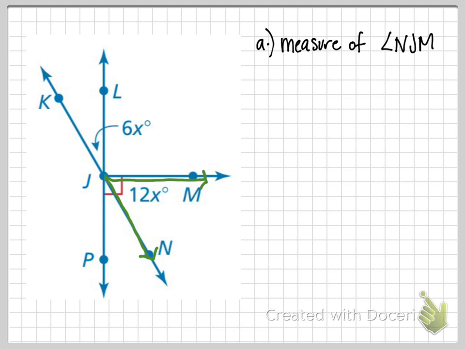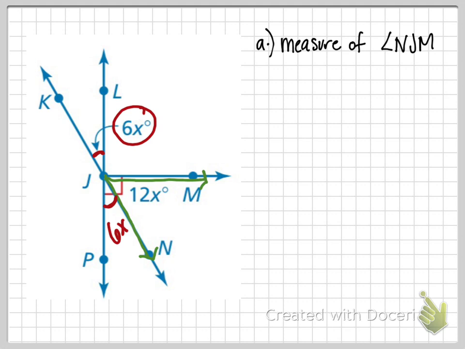Yes, sure. That's true. So do you guys see that? Let me change my color. 6x is this angle. This is vertical to 6x. Do you see how those are vertical angles? So what could we write in there for PJN? Ben? 6x. Right. This is also 6x.